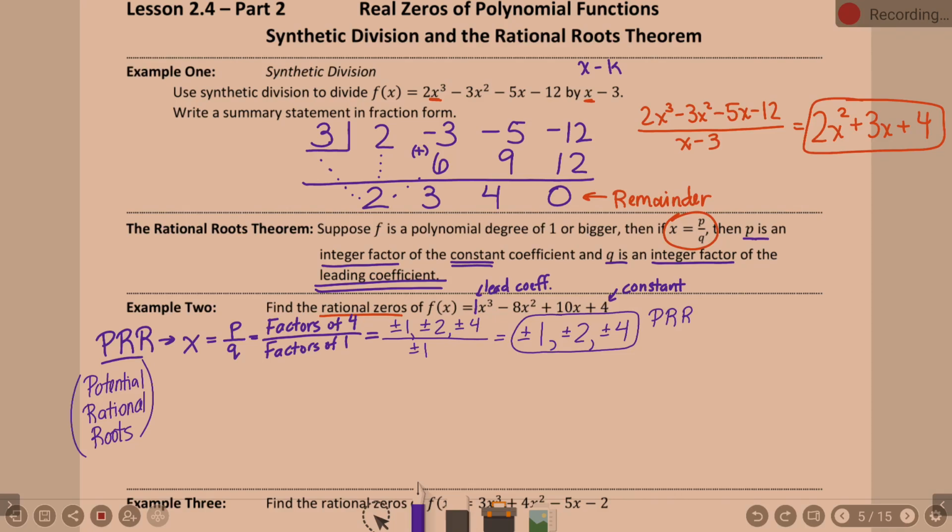How do we know if one of these works? The remainder is 0, because yesterday the factor theorem says something is a factor if the remainder is 0. So that's how we're going to know if something works. Now, we're going to be smart about our lives here. We don't want to test all 6.